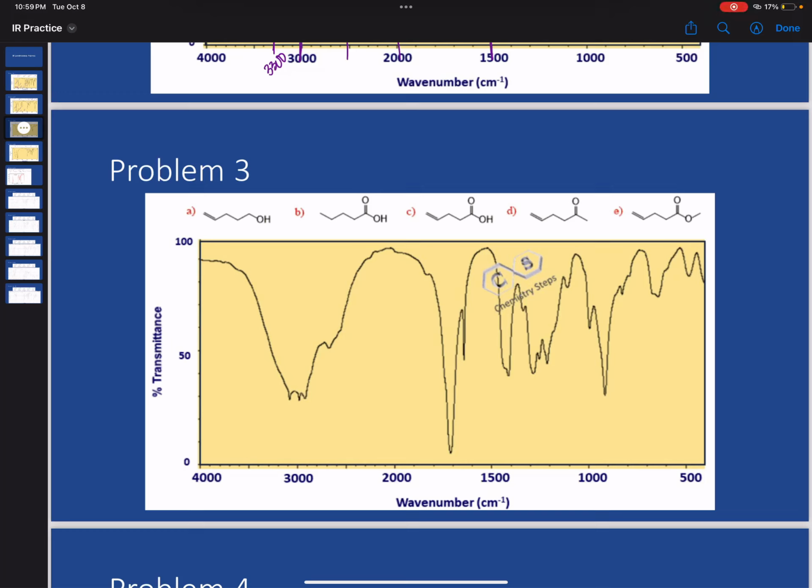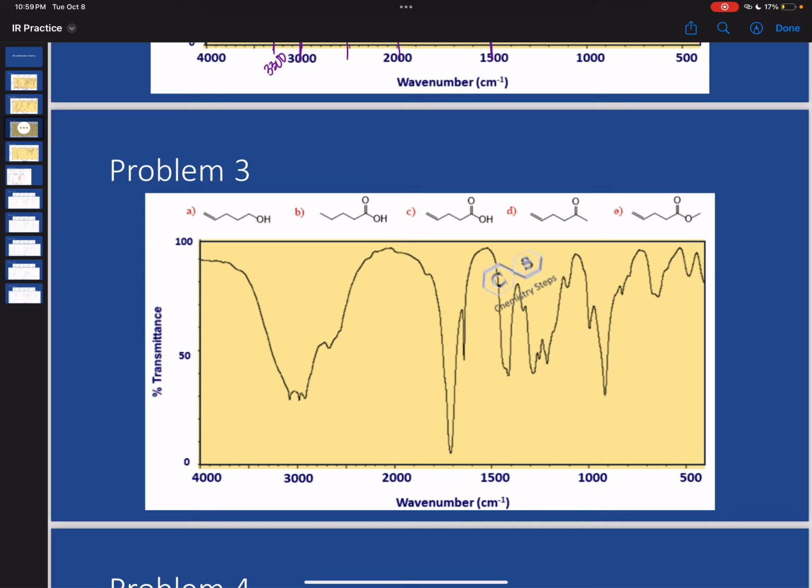Here is IR problem number 3. Once again, this is not my problem. When I say problem, I did not generate this problem. I have many problems, but this is not one of them. So this came from the internet. Again, I don't know the answer to it, but I'm just showing you my thought process for how I approach IR.